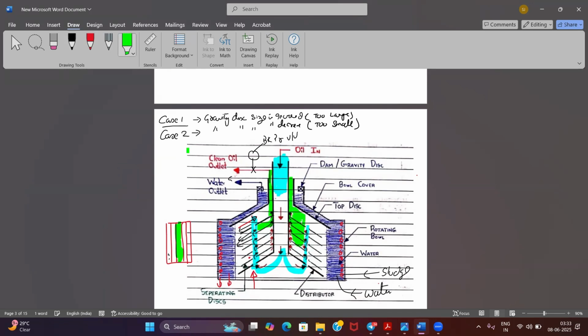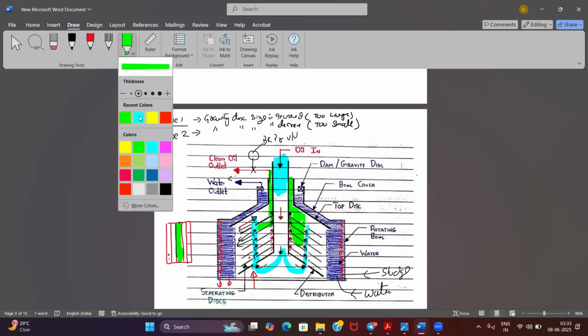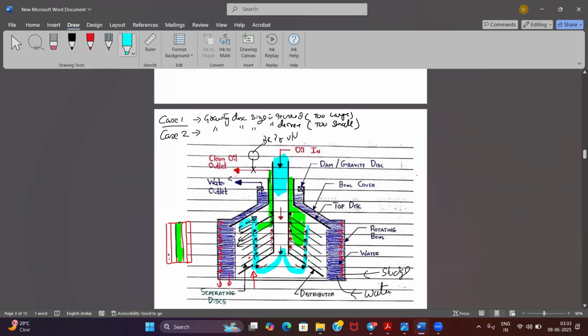It will be going like this, but some amount of dirty oil will be remaining here. Okay. Here, purification is still happening. It will also become clean, and it will go inward, and it will finally go out from the clean oil outlet, which is this one.